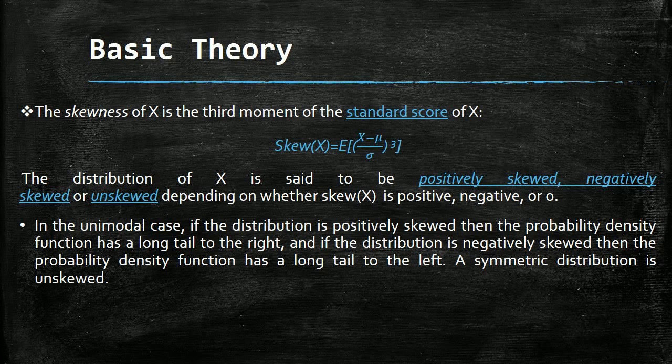Skewness. Basic theory. The skewness of X is the third moment of the standard score of X. The distribution of X is said to be positively skewed, negatively skewed or unskewed depending on whether skew(X) is positive, negative, or zero. In the unimodal case, if the distribution is positively skewed, then the probability density function has a long tail to the right, and if the distribution is negatively skewed, then the probability density function has a long tail to the left. A symmetric distribution is unskewed.